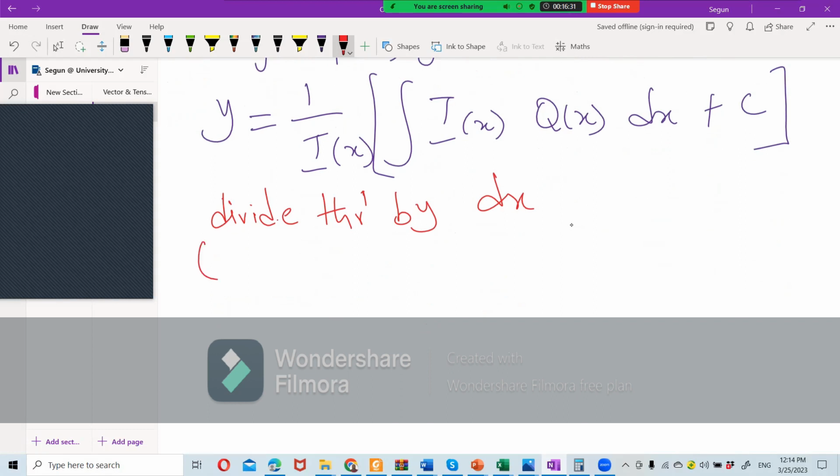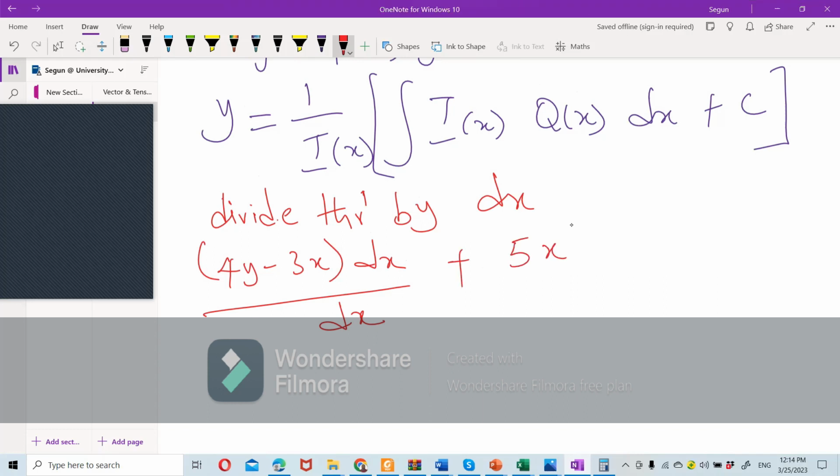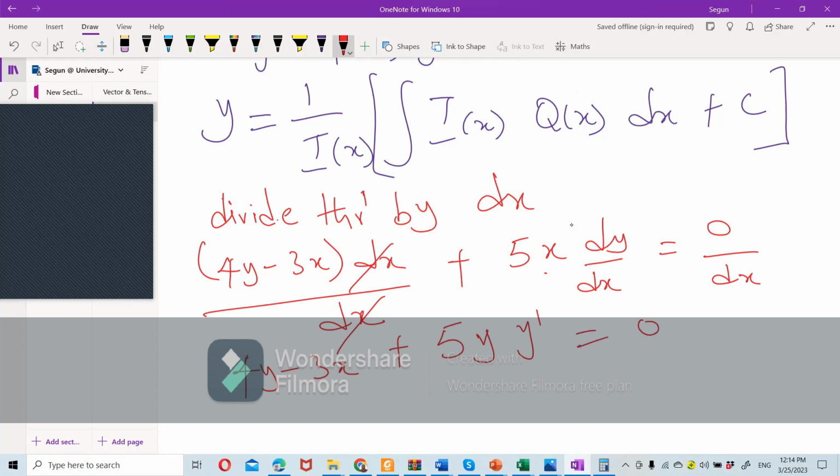Remember? So we have (4y - 3x) dx divided by the x, plus 5x dy, everything divided by the x, equals 0 divided by the x. Divide through, that is, divide both sides by the x. So the x cancels the x here. So I will have 4y - 3x plus 5x times y prime equals 0.